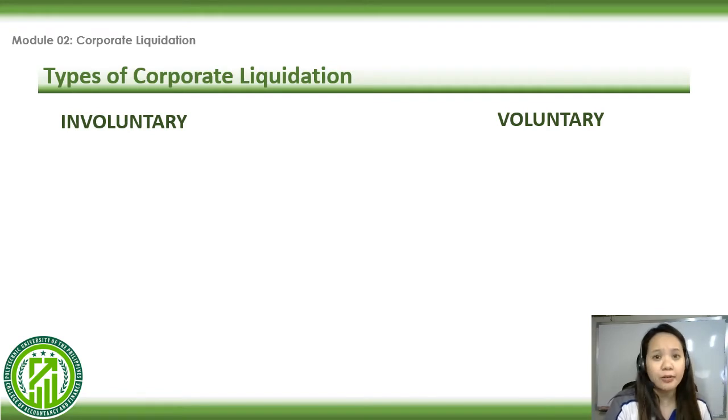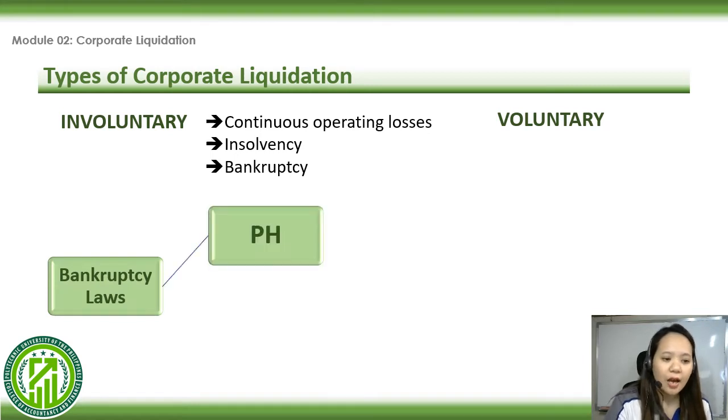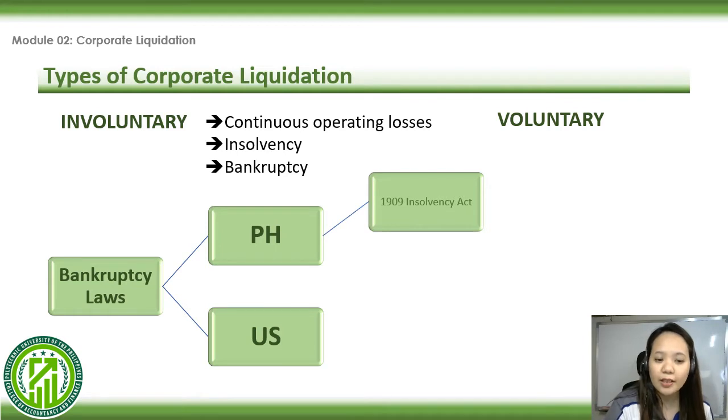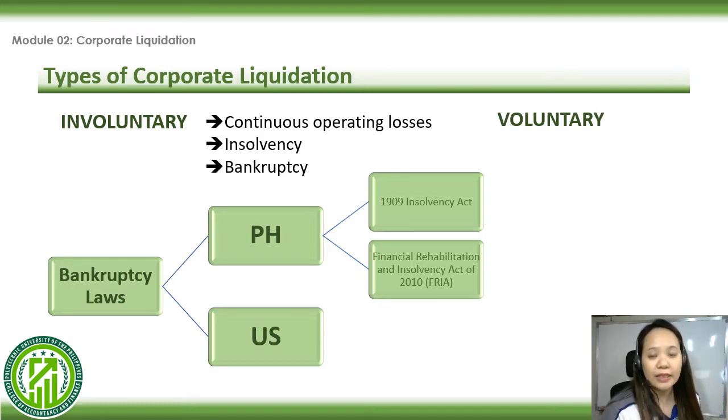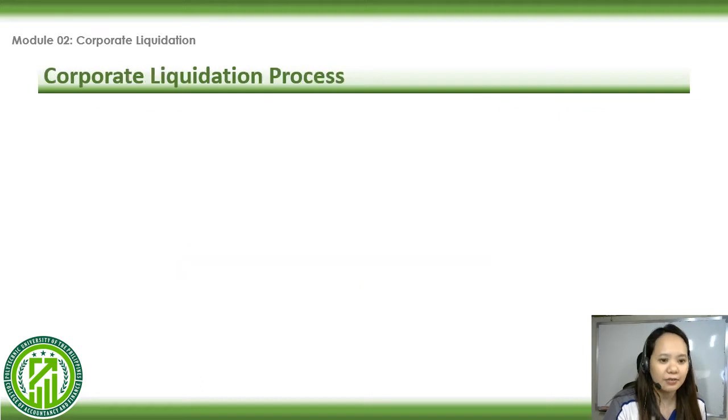So, yung mga typical reasons for involuntary corporate liquidation is kapag nalulugi na yung company, kapag insolvent na siya, mas malaki na yung liabilities niya over the assets, or bankrupt na siya, losses na talaga. For the bankruptcy laws in the Philippines and US, meron tayong 1909 Insolvency Act in the Philippines and FRIA, Financial Rehabilitation and Insolvency Act of 2010 na ni-replace niya yung 1909 Insolvency Act. In the US, we have the Bankruptcy Reform Act of 1978.